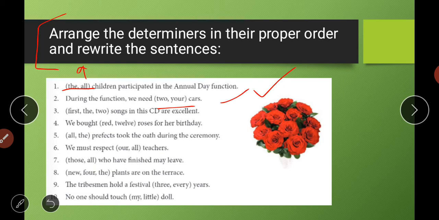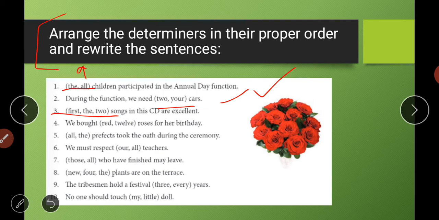Next is, 'first the two songs in the CD are excellent.' So there are three words given: first, the, two. So now look at these words carefully. First of all, 'the' is your central determiner, because we have seen that articles like 'a' and 'the' are central determiners. And the rest two, 'first' and 'two', are your post determiners. So there is no doubt that 'the' will come before 'two' and 'first'.